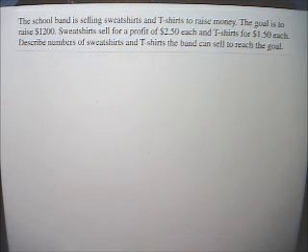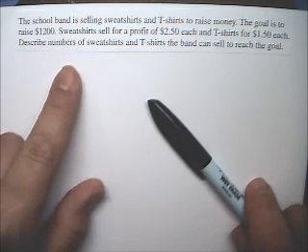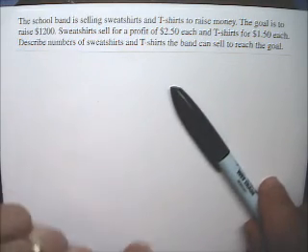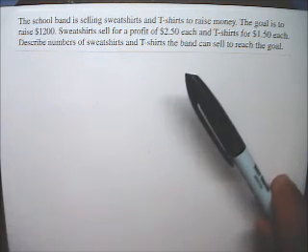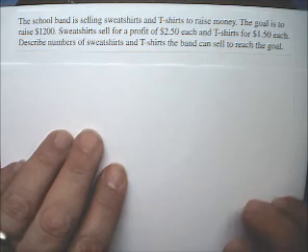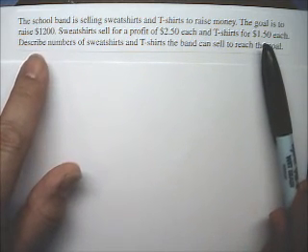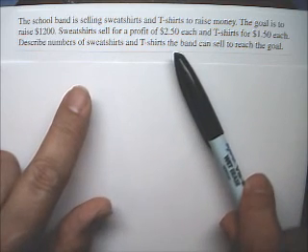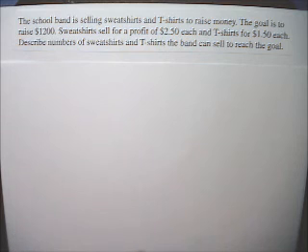Hello, this is Linear Equations and Functions, Quick Graphs of Linear Equations, Example 5. Example 5 is a story problem about the band selling sweatshirts and t-shirts, and the goal is $1,200, and we get a profit of $2.50 on the sweatshirts and $1.50 on the t-shirts. And we have to describe the numbers of sweatshirts and t-shirts the band can sell to reach the goal.